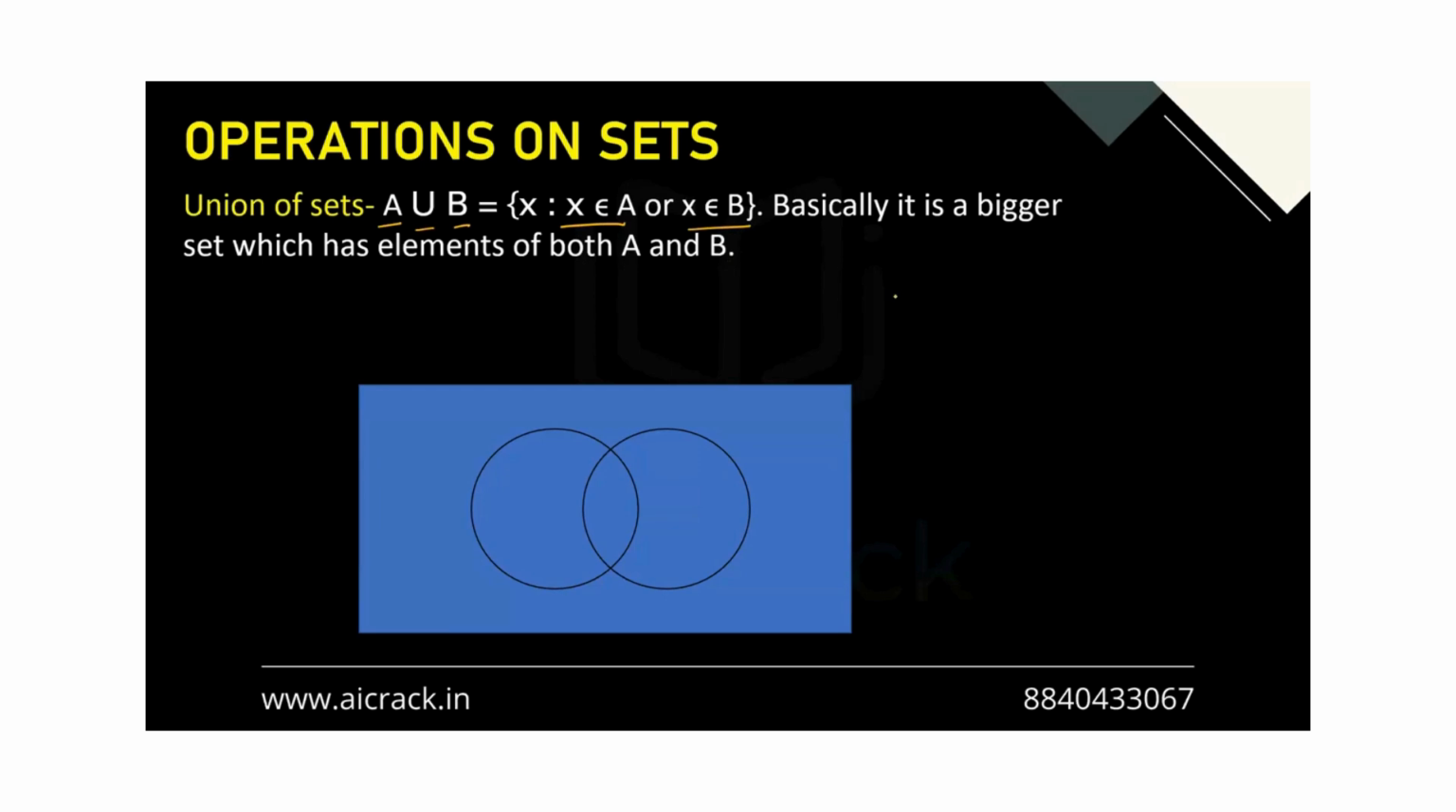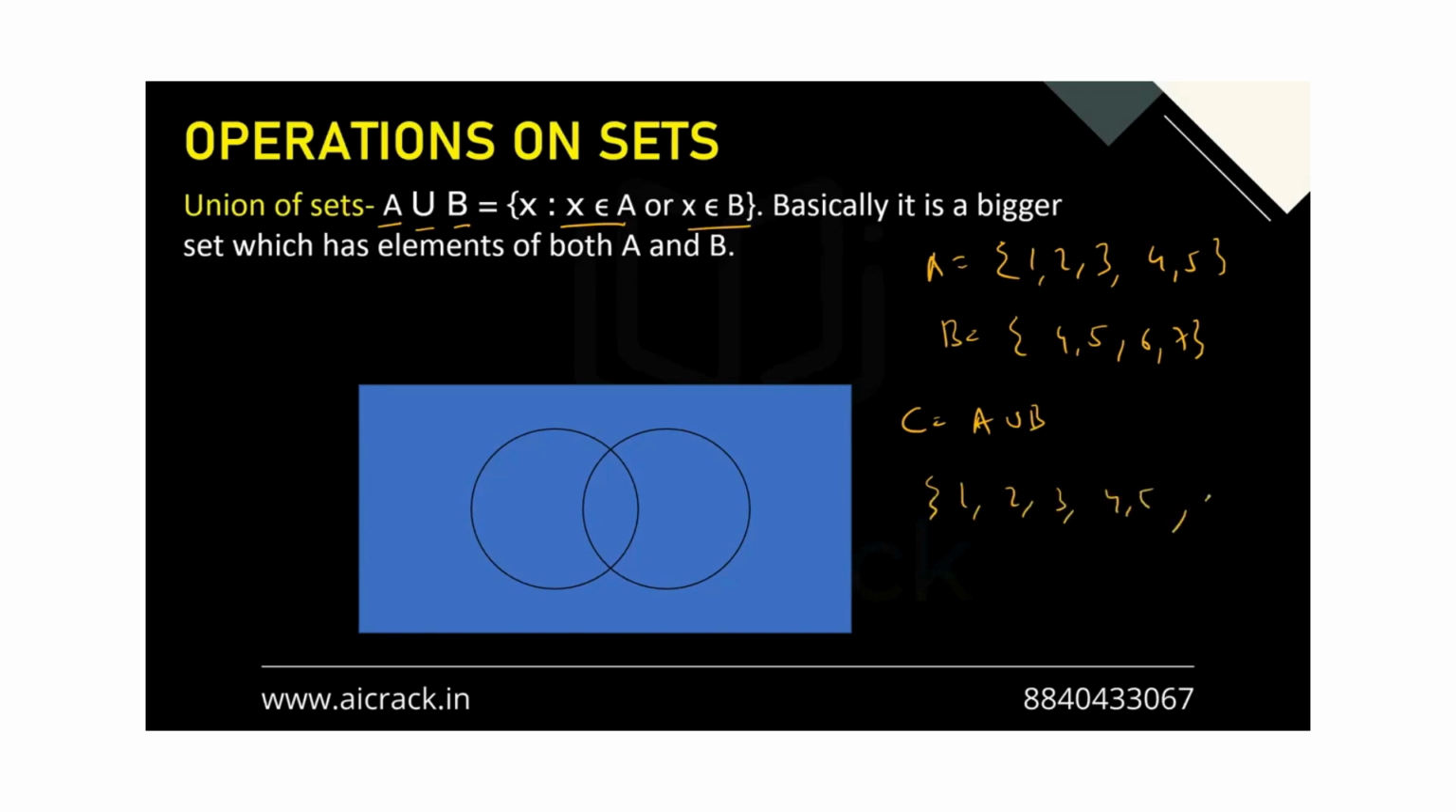So let's take an example. We have A and we have B. A has 1, 2, 3, 4, 5, and B has, let's say, 4, 5, 6, 7. Now, when we write C equals A union B, we'll have 1, 2, 3, 4, 5, 6, 7. Now notice that we have not directly added both of them, because if we had just added, then 4 and 5 would have repeated twice. What we have done is omit the repeated 4 and 5 and write just 1, 2, 3, 4, 5, 6, 7. Basically maintaining the property of sets, that we are not repeating elements inside the set.